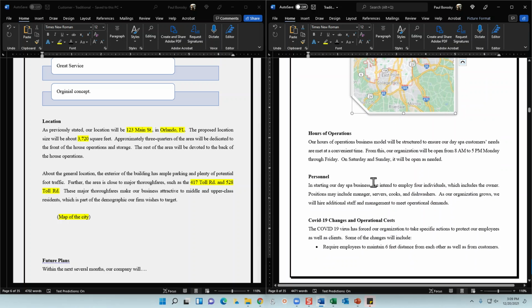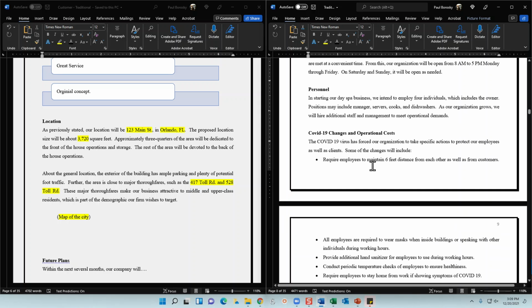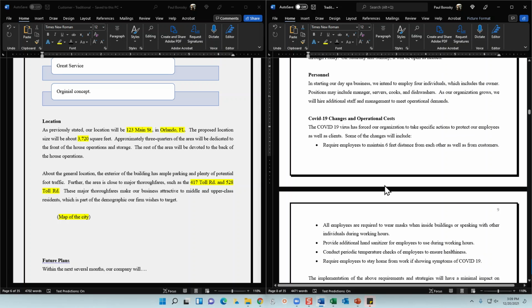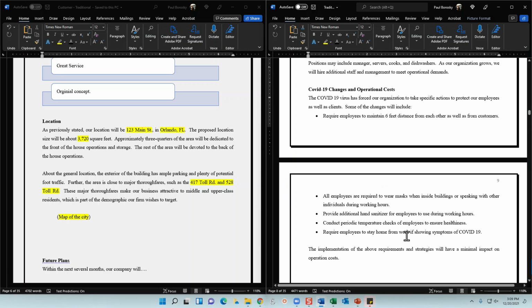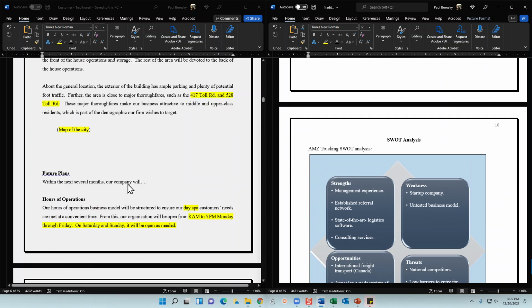Hours of operation, pretty straightforward, when you're open. Personnel, day 1, starting out. How many employees you're going to have and what are some of the positions, we'll highlight it there. And there is a little bug going around as of this video. It's called COVID-19. I'm sure a couple of people have heard of that. We do want to address that, the elephant in the room. We need to talk about how your organization is or will be mitigating or dealing with that little monster.